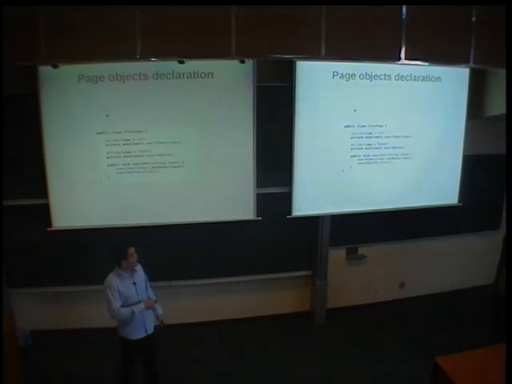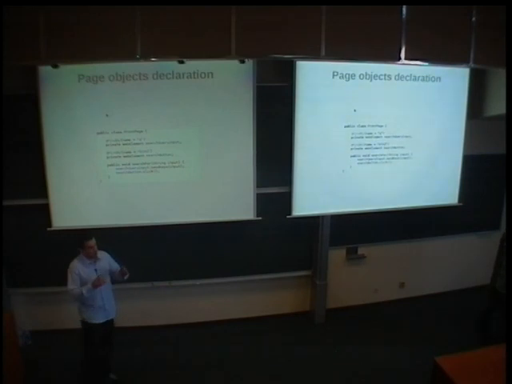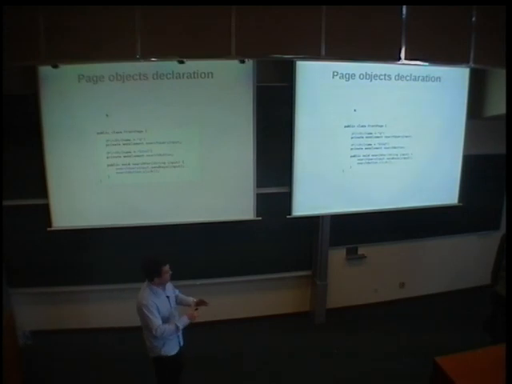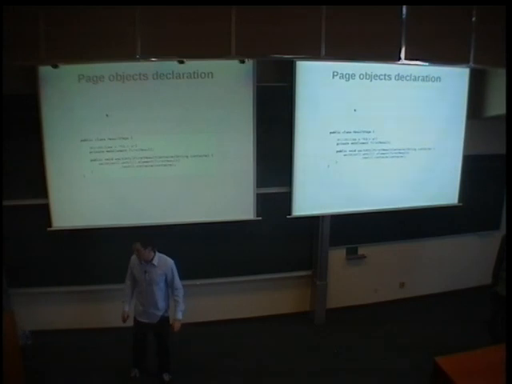So this is how a page object for the front page of Google can look like. As you can see, there are just two elements, the input and the button you can see on the front page, and then also the methods to work with them. This is how a page object for the result page can look like.